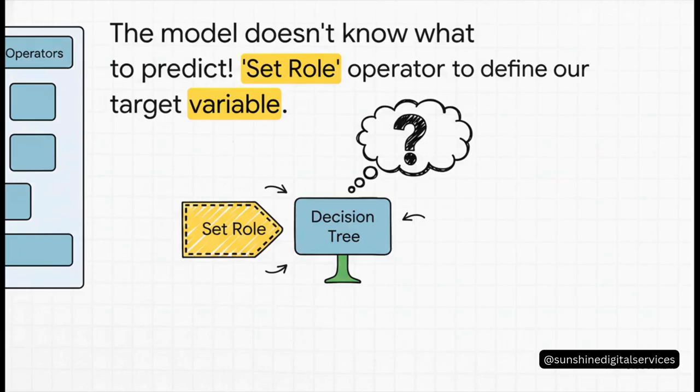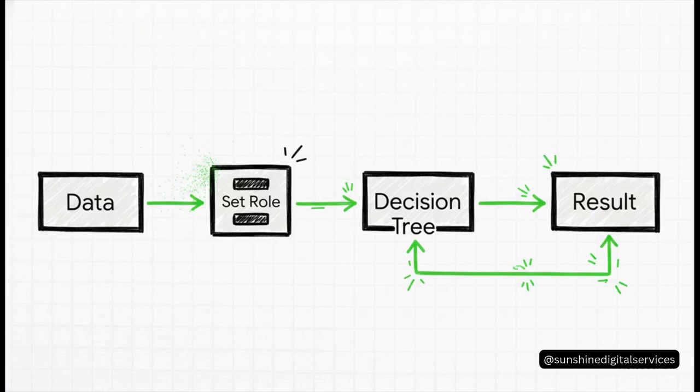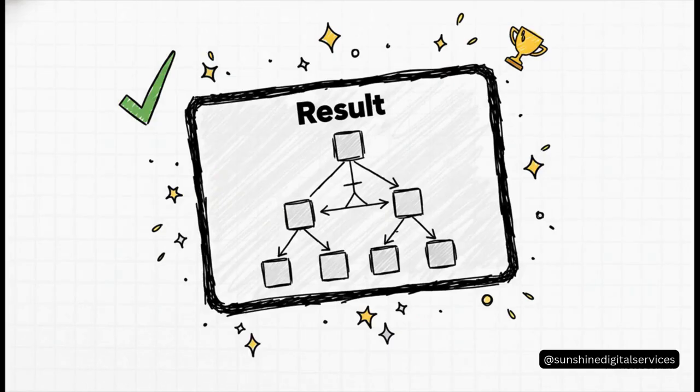It's called setRole. So the fix is super simple. We go back to that toolbox, grab the setRole operator, and we just slot it in right between our data and our model. We tell it which column is our target, connect all the blocks in the right order, and we hit run again. And bam, just like that, it works. This perfectly shows the power of the platform. We just built a whole predictive model with a few clicks, zero code, and now we have this amazing visual decision tree ready to go.